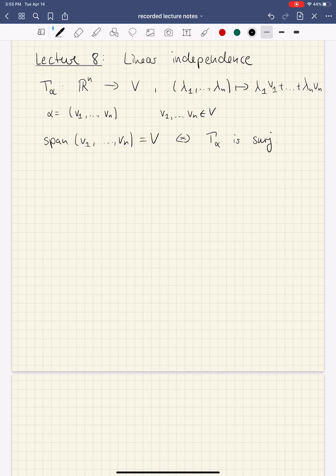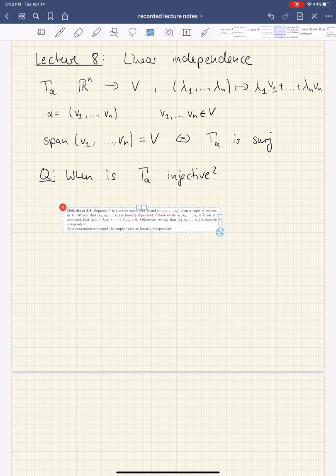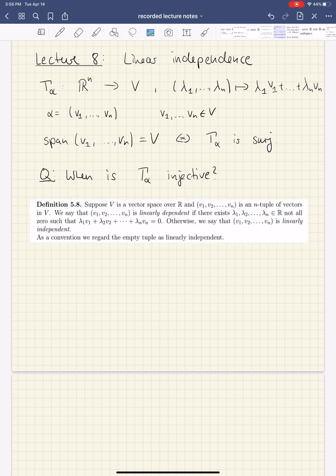So spanning had something to do with this linear transformation being surjective, and today we're going to investigate the question: when is this linear transformation injective? In order to do that, we're going to look at the definition of a tuple being linearly independent. So let's pull out a vector space V over R, and we're going to take an n-tuple v1 through vn of vectors in V.